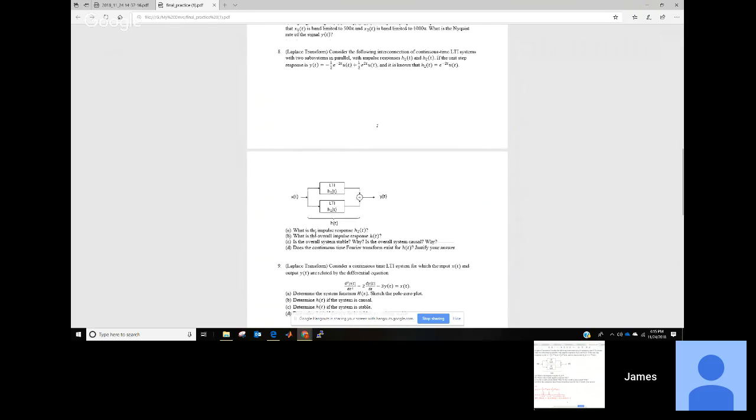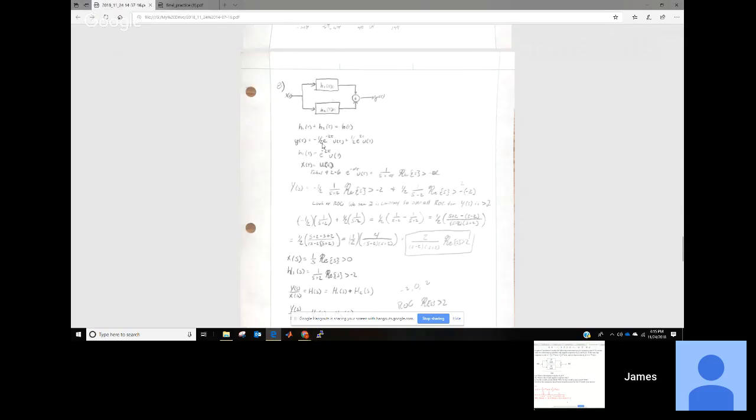So we have this. The first thing we have to find is what is h2 of t. Then they want the overall h of t, so the overall impulse response to the whole system. Then we have to determine if the system is stable, why or why not. If it's causal, why or why not. Does the Fourier transform exist for h of t, and justify your answer? So, I just drew the picture and wrote down what we're given here.